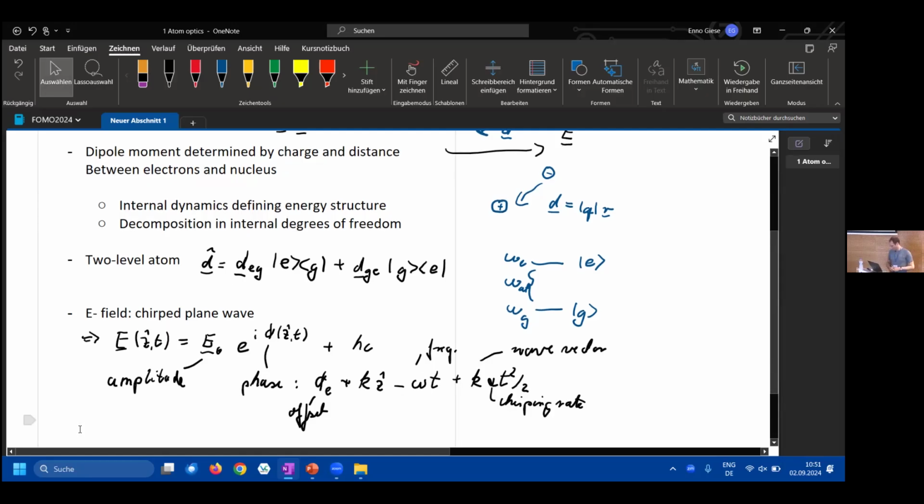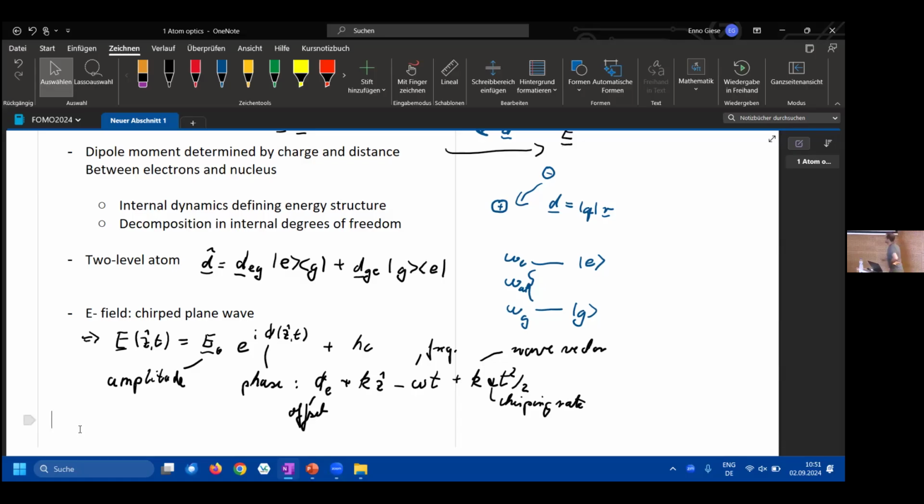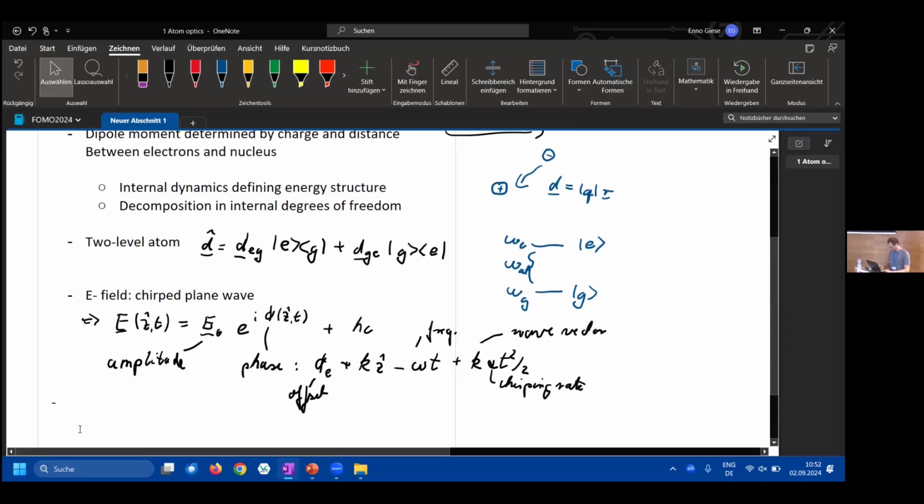Okay, so now the cool part is we have something that says e to the ikz. And what does that mean? I was going to say we evaluate the electric field at the center of mass position of the atom. That now denotes the position of the atom. And that is important because it is exactly this spatial dependence that exerts the momentum on the atom.